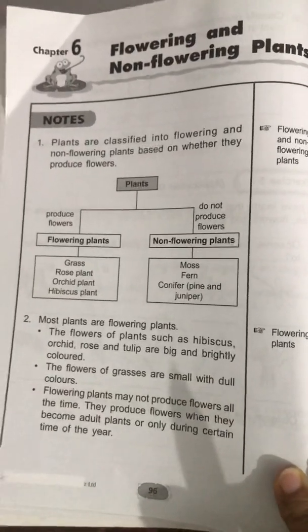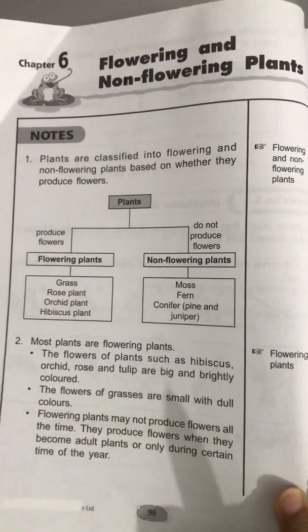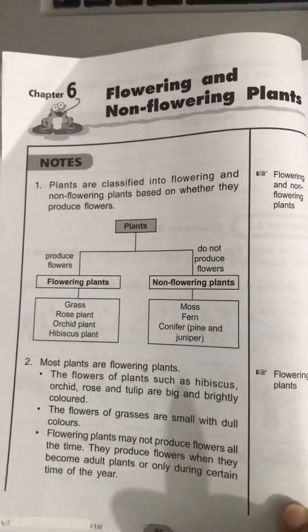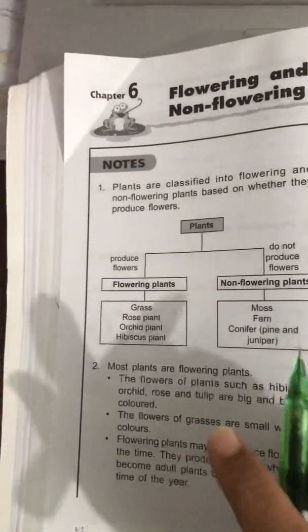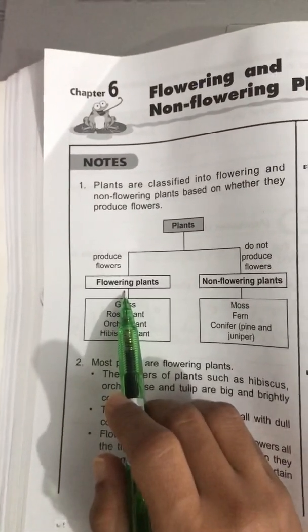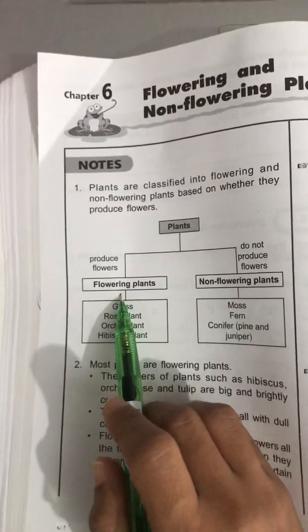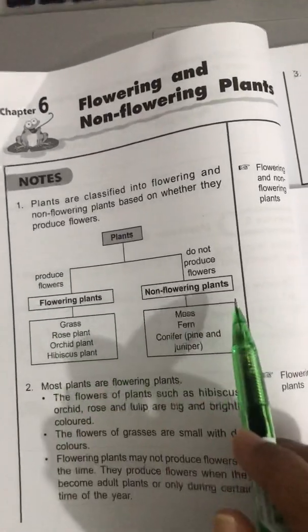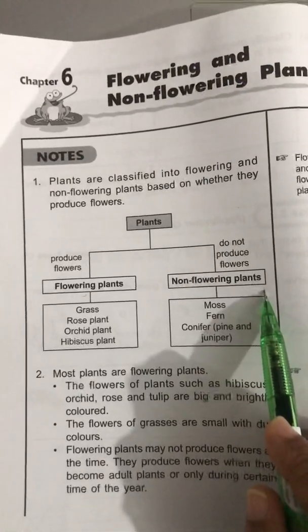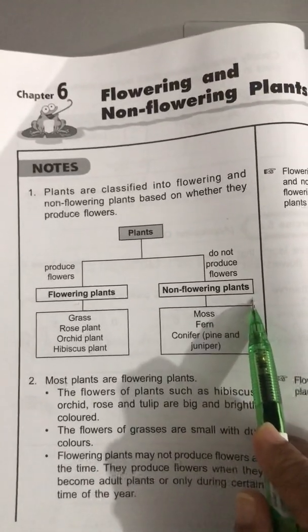Plants are classified into flowering and non-flowering plants based on whether they produce flowers or not. As we know, flowering plants produce flowers and bear fruits, while non-flowering plants do not produce flowers. For sure, they're not going to bear fruit.